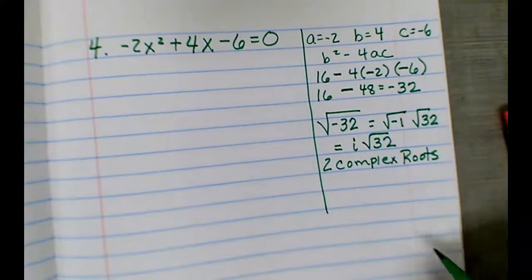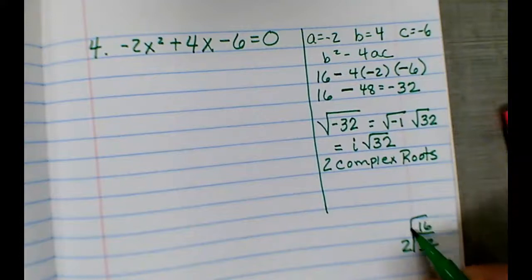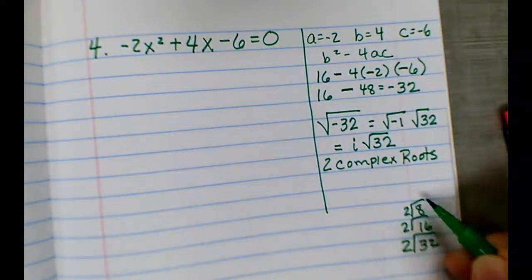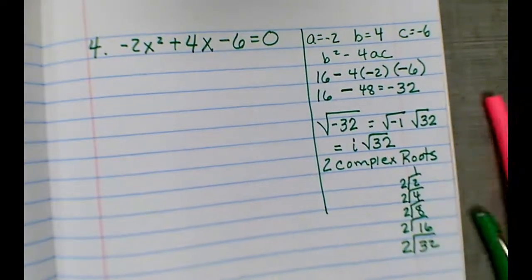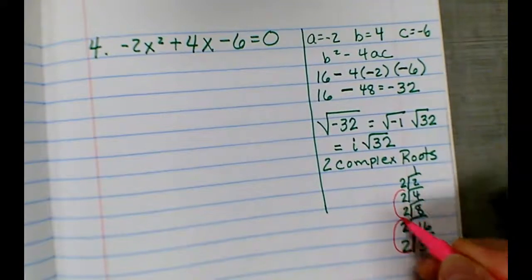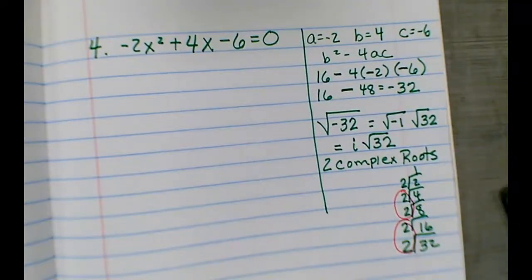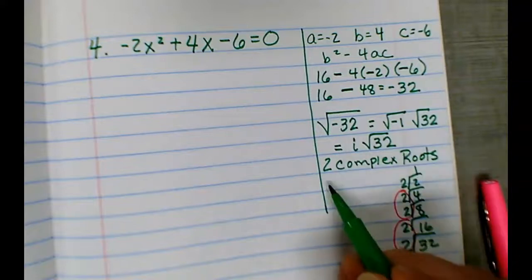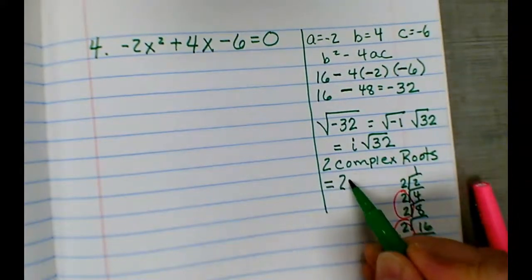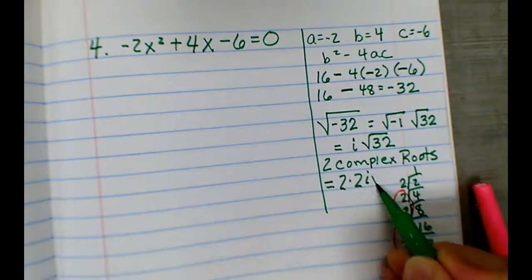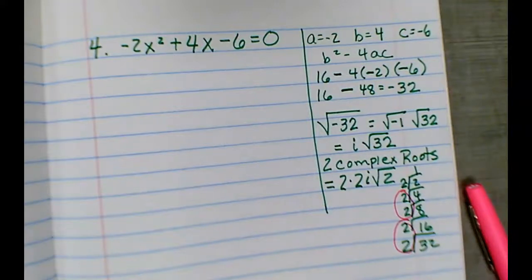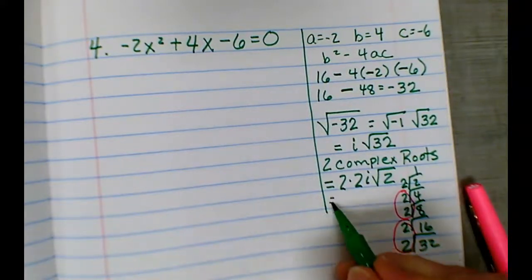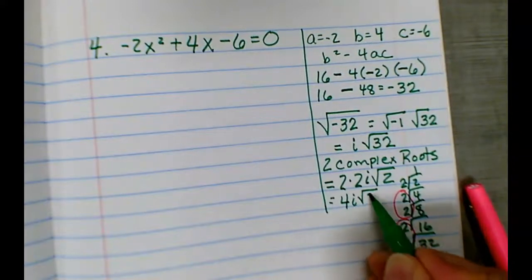32 is also not a perfect square number, so I have to simplify the 32. So this is equal to a pair of 2's times another pair of 2's, and I had an I on the outside, and then I have this 2 left over. This is equal to 4I square root of 2.